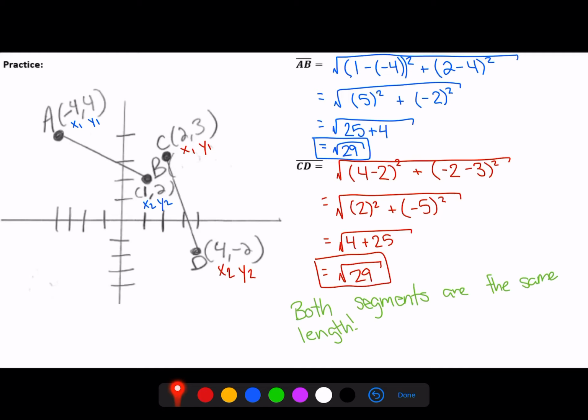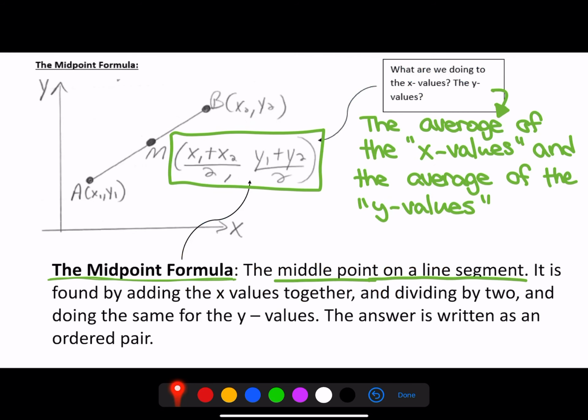Next up, let's talk about our second topic of our learning target, which is the midpoint formula. The midpoint formula is just the middle point. So I'm trying to find the middle point of this segment.